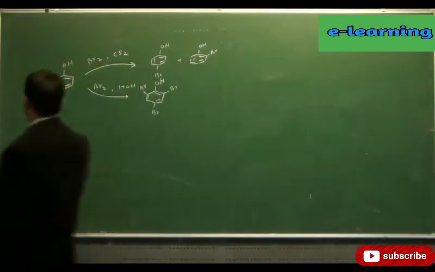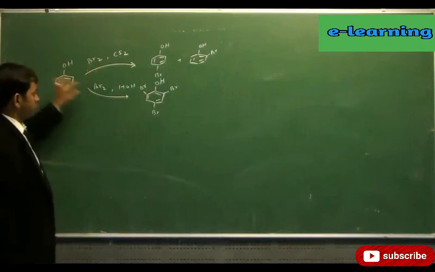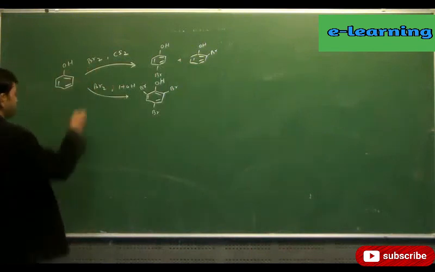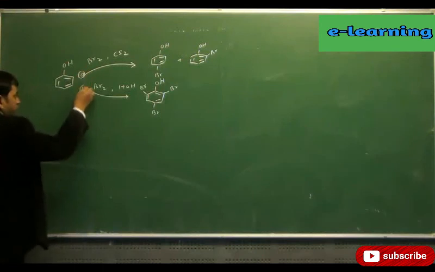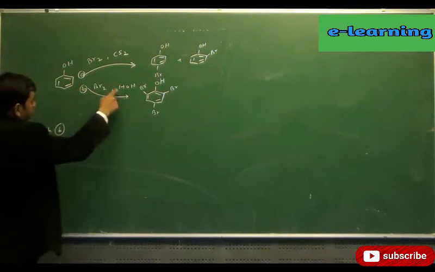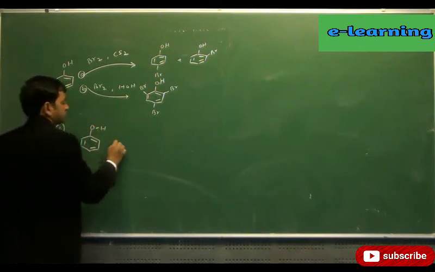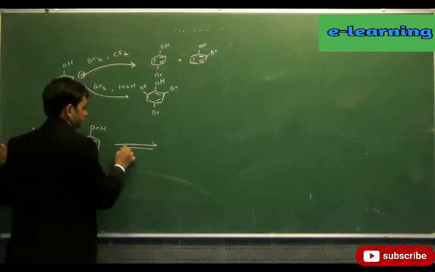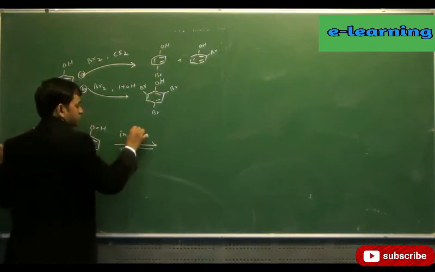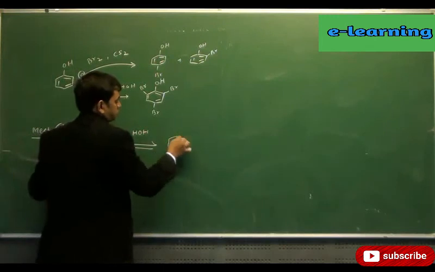See the mechanism. It is a non-polar solvent, so it is less reactive, but in water it dissociates. Suppose this is A, and this is B. Mechanism of B. In water, this phenol dissociates into phenoxide ion and H plus. This is phenoxide.